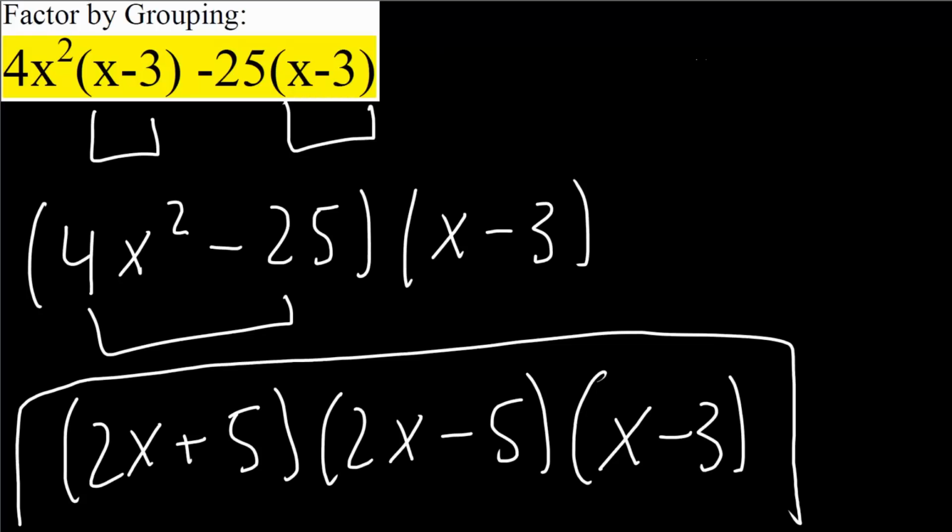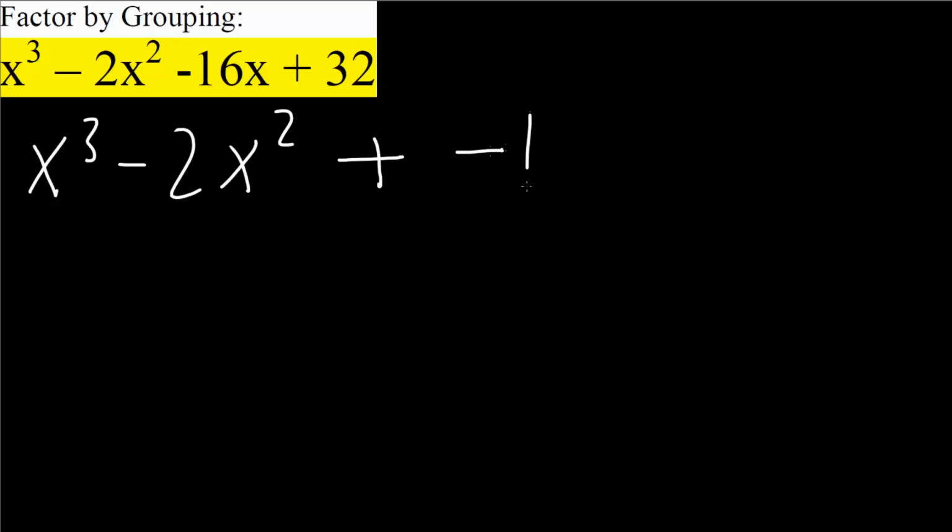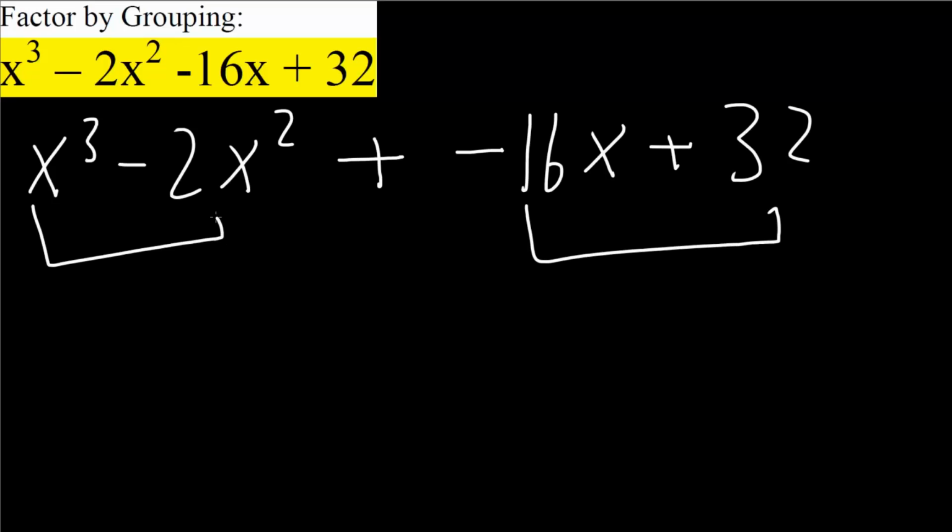And now finally for the third problem. This problem is a little bit longer. What we do here is separate what we have. So we could say x cubed minus 2x squared plus minus 16x plus 32. So I have this as one term and this as the other. And what I'm going to do here is factor out a common term. For this, it would be x squared. And so we would get x minus 2.